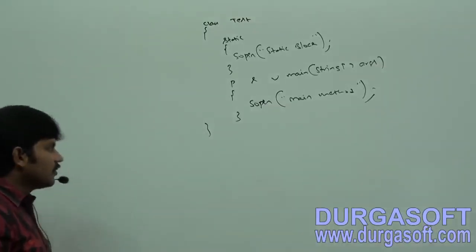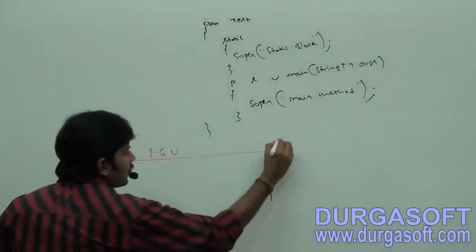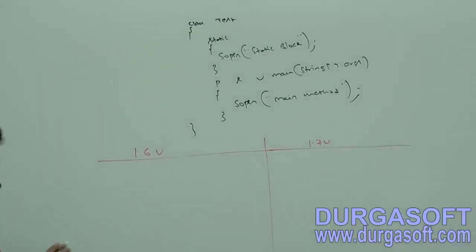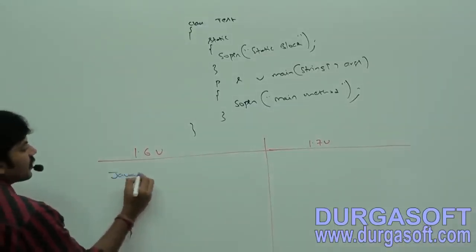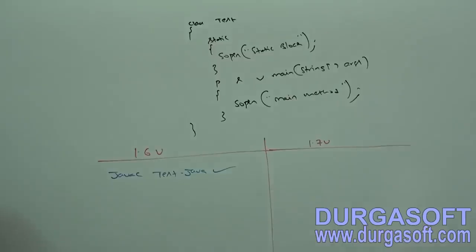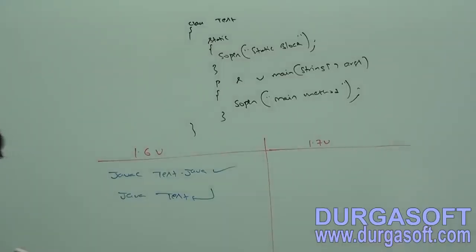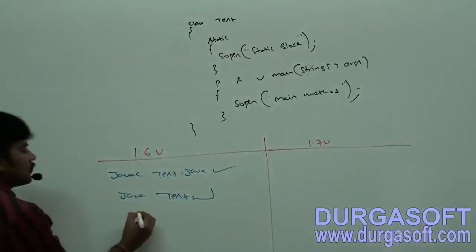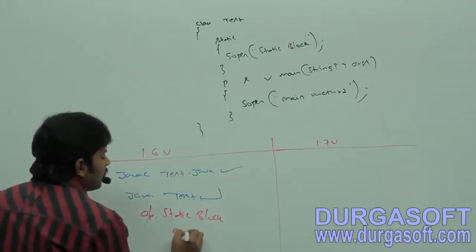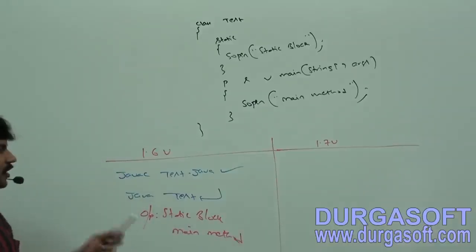Now observe how the behavior is in the 1.6 version and in the 1.7 version. In the 1.6 version, javac Test.java: is the code going to compile or not? Yes. Now I am running java Test. What is the output we will get now? Correct: static block followed by main method. Not required to keep any explanation.